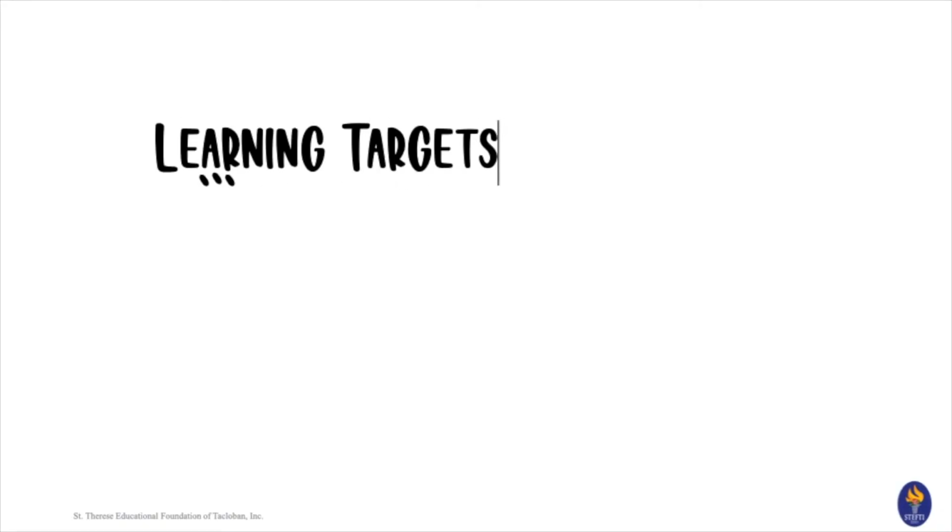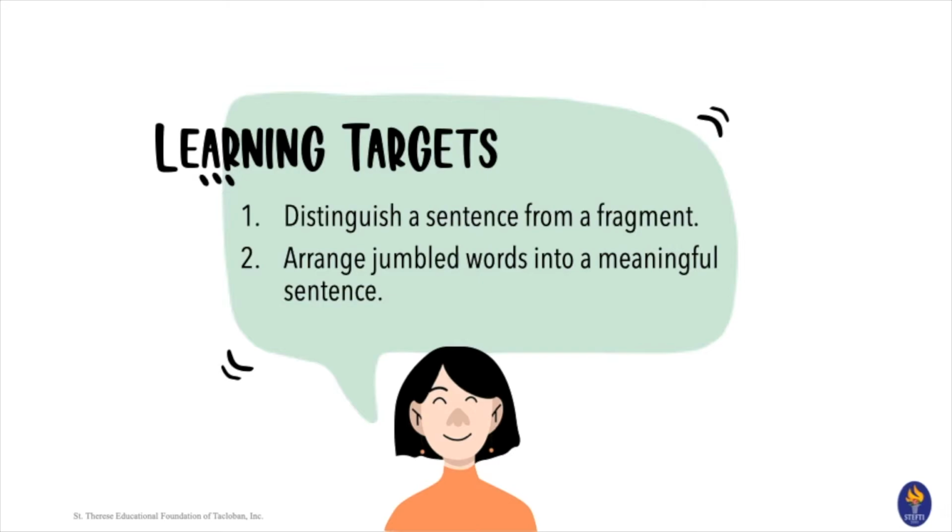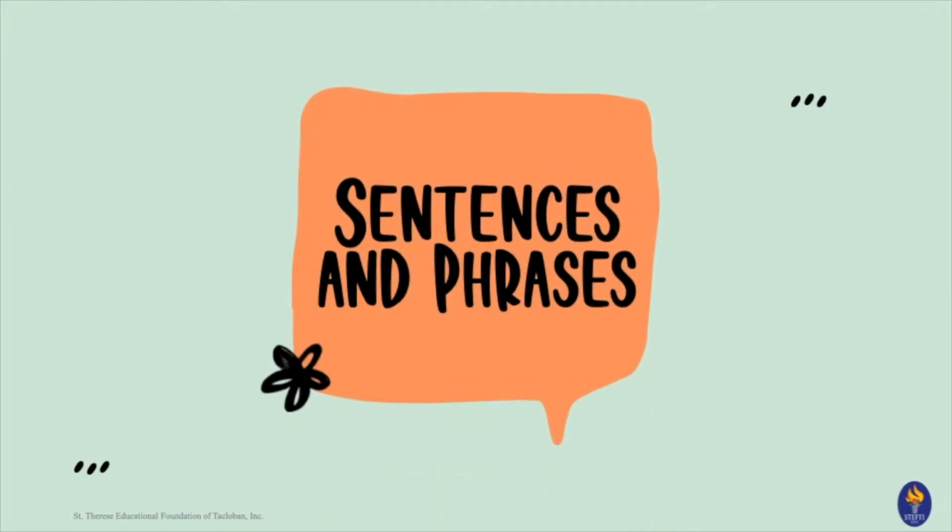Before starting our lesson, let's take a look at today's learning targets. By the end of this lesson, you should be able to distinguish a sentence from a fragment and arrange jumbled words into a meaningful sentence. Let's dive right into today's lesson, sentences and phrases.